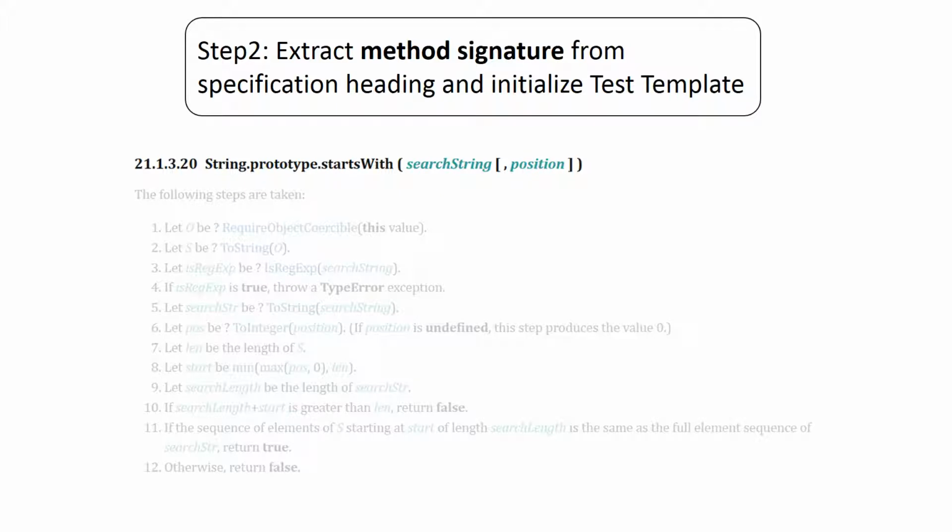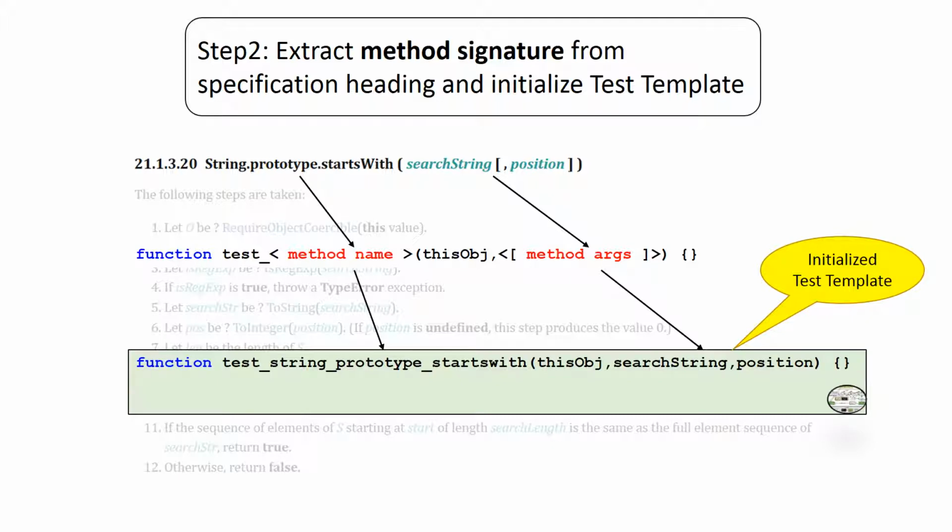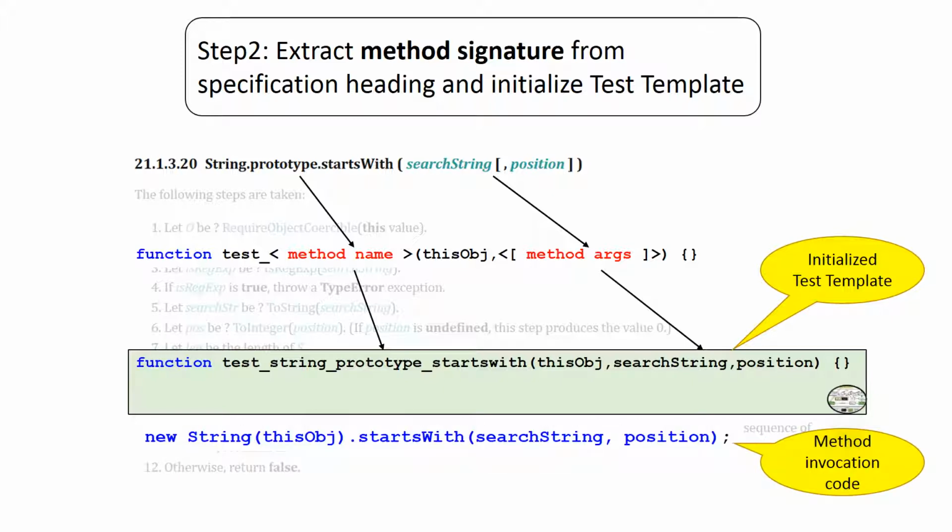Once a relevant specification is found, Swami parses and extracts the method signature from the specification heading and initializes an empty test template. For example, in this case, Swami extracts the method name and method arguments from the heading and uses them to create an empty test template. In all the subsequent slides, the code snippet inside a green box with the Swami logo at the bottom right corner shows the automatically generated code using Swami. In this step, Swami also stores the source code that is required to invoke the method under test.